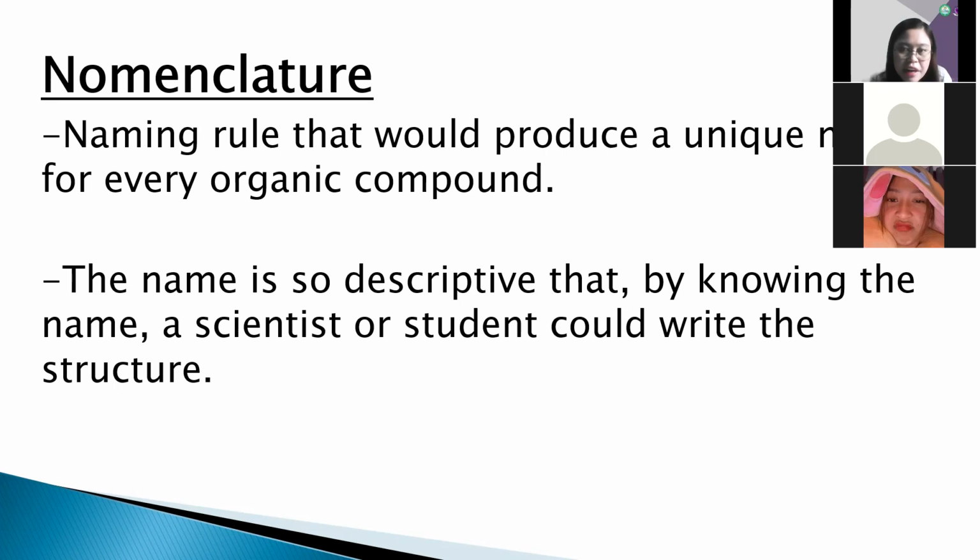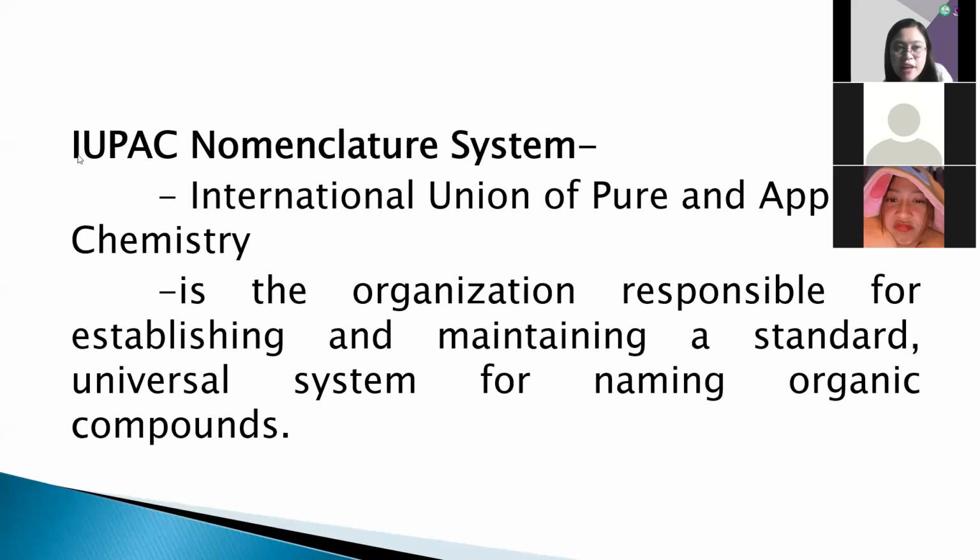But this time, for organic chemistry, it's a completely different rule. And we are actually using the IUPAC nomenclature system. Last week, I kept mentioning IUPAC. IUPAC means International Union of Pure and Applied Chemistry. That is the organization responsible for establishing the rules for the naming of our organic compounds. They are the ones who created how we name these carbon-containing compounds.